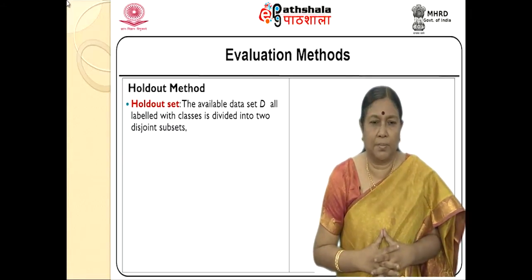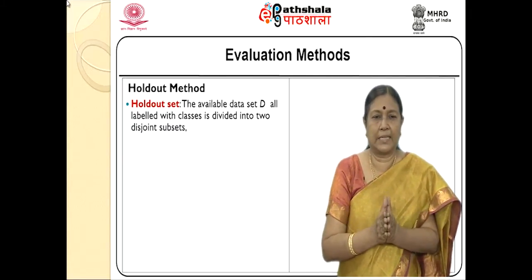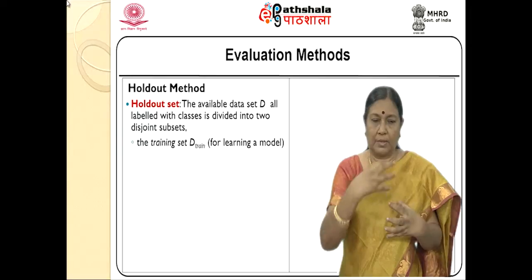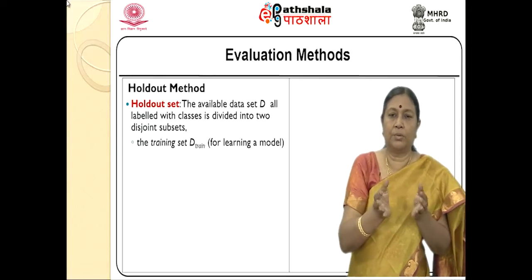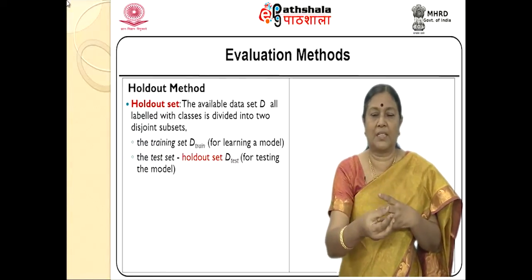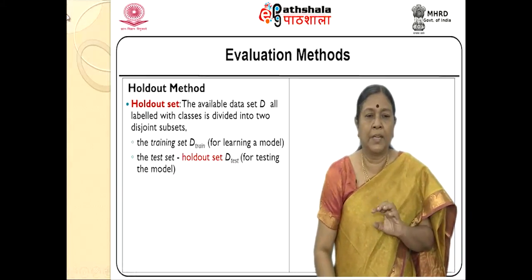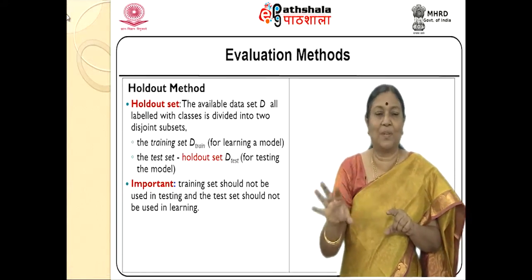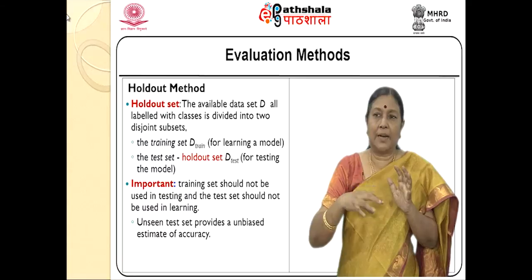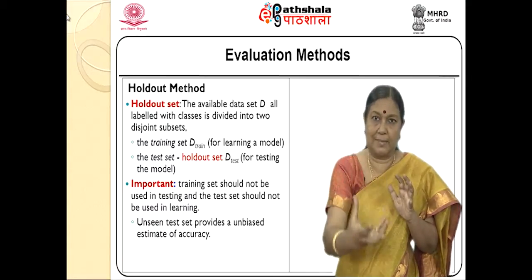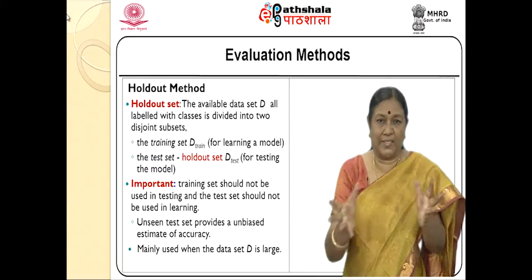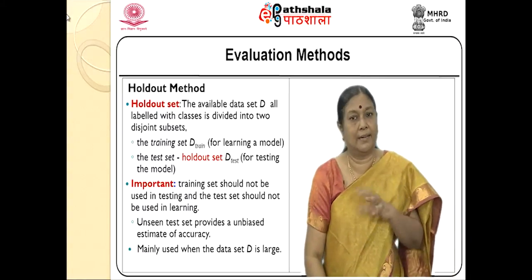There is one called the holdout method. The available data set is labeled with classes and it is divided into two disjoint subsets, and the training data set uses part of this. Again, this is for eager learning. So, you use that labeled data set and learn the model, and then the rest of it, the holdout set as it is called, is used for testing the model. So, this is one method. The training set should not be used in the test set, and the test set should not be used in learning. This is very important. The unseen test set provides an unbiased estimate of the accuracy. This is mainly used when the data set D is very large, otherwise you do not have a separate test set and training set.